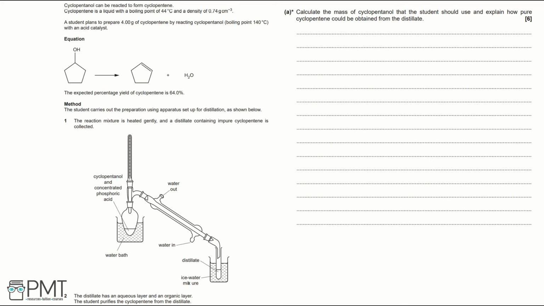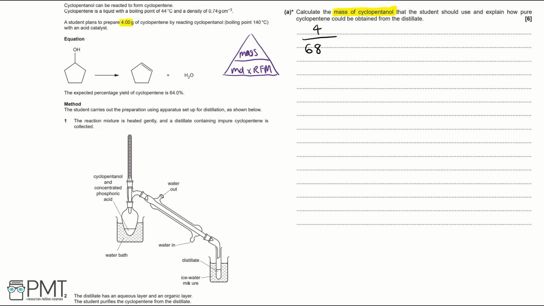So, firstly answering the first part of the question, which is calculating the mass of cyclopentanol. In order to do this, we need an equation triangle, and the equation triangle we're going to use is mass divided by moles times RFM, or that mass is equal to moles times relative formula mass. So the first thing we're going to do is 4 divided by 68. This is the 4 grams of cyclopentene, and then the relative formula mass of cyclopentene.